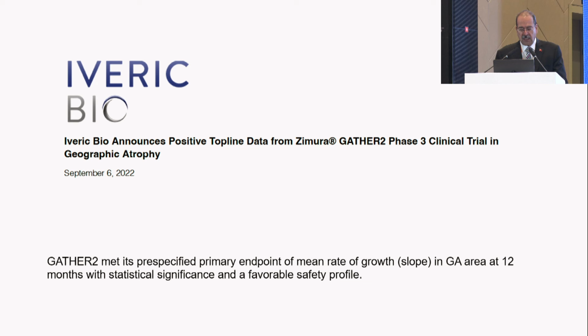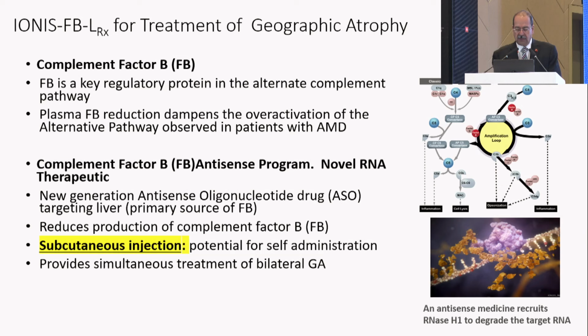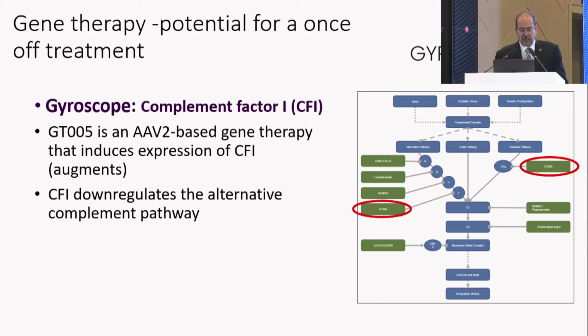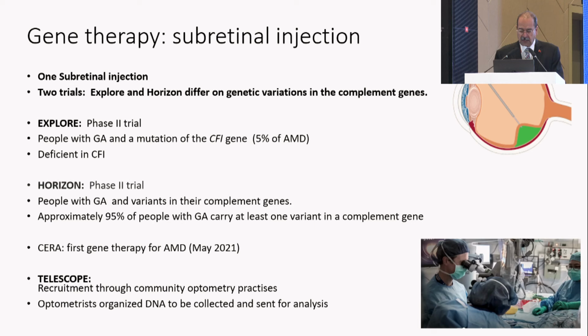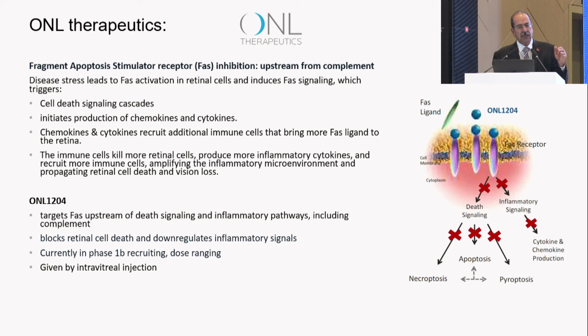What about people with bilateral GA? The inhibition of complement factor B can be done with a subcutaneous injection, because complement factor B comes from the liver. So that might be something that we are all looking for, the holy grail of treating eye disease without poking the eye. Gene therapy: in Australia, we've got three trials going on, the Explore, the Horizon, and the Telescope trial. The advantage here is it's a one-shot treatment, but I think we just need to watch this space. And finally, the reduction of cell death is still in the phase one situation. So there's a lot happening in the geographic atrophy space.